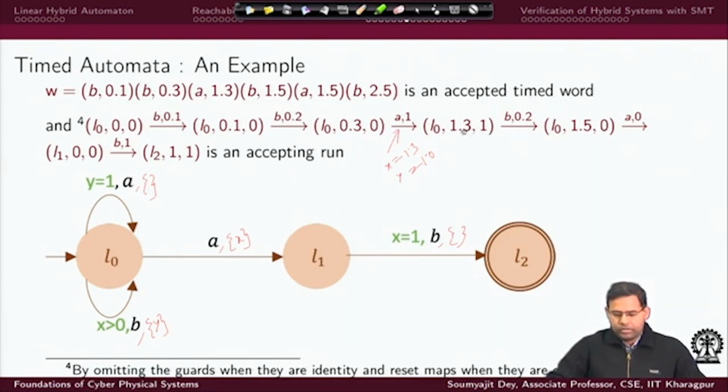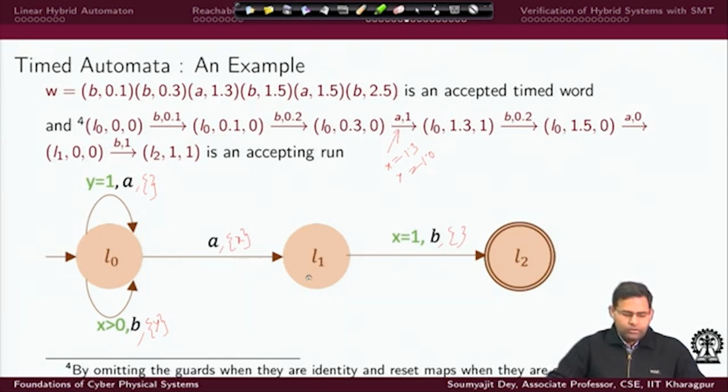Now, let us say after spending another 0.2 second, I have an event B that comes. So, again I am in L0, I have taken this self loop. Now, again you will have y being reset and x has climbed up to 1.5. Now, let us say an A again comes. Now, you see I do not satisfy this guard, but here there is no guard. So, I can always take this transition. So, I choose to take this one.